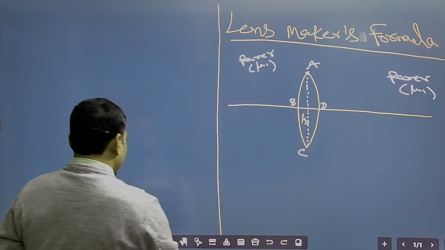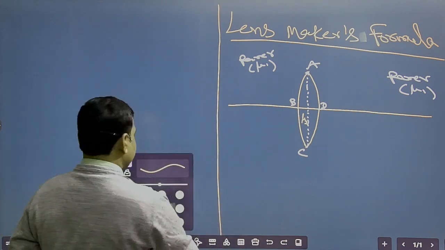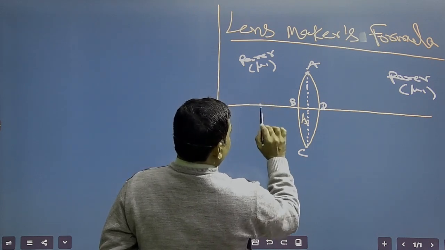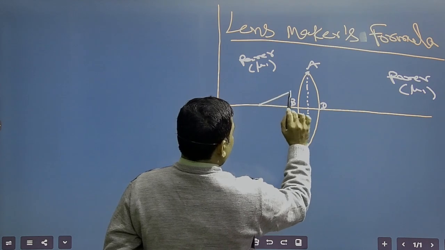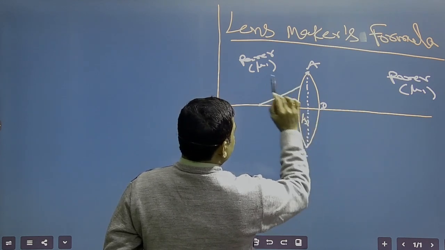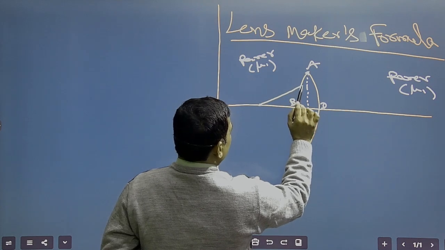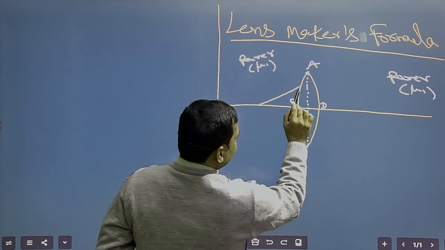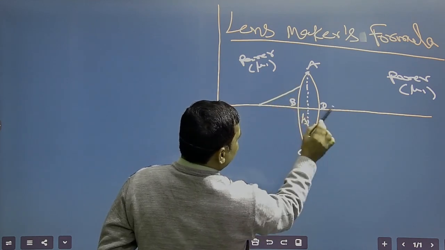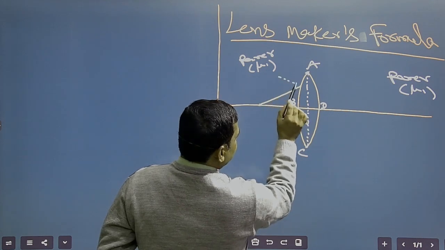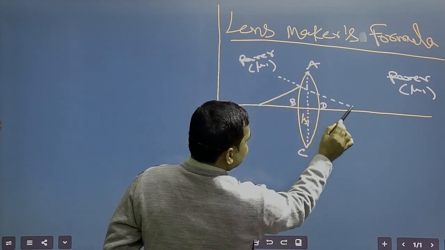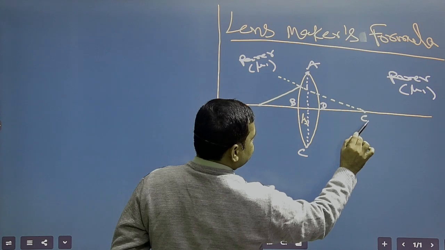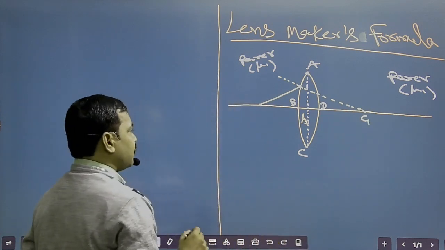Now we will be drawing the ray diagrams. First, suppose we have a point object here. This is the incident ray. Now the incident ray will divert from its path as the ray is moving from rarer to denser. If I draw the normal at this surface, suppose it comes here. This is the normal for the first surface. I'll write this one as C1.